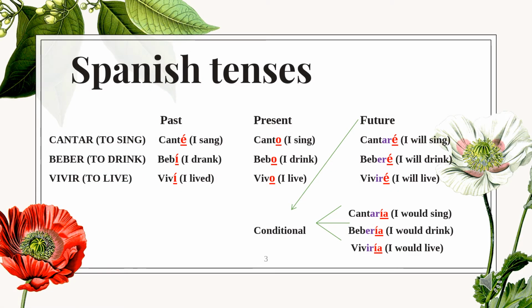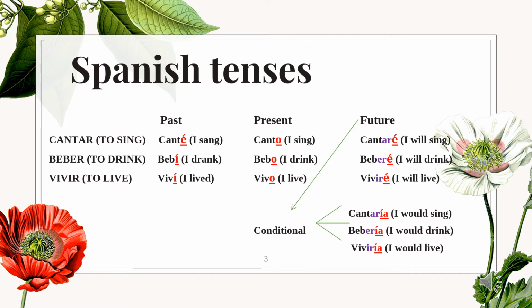Spanish tenses. So we're going to be using cantar as a model verb for group 1, beber for group 2 and vivir for group 3. What I want you to have a look at on this table is in the middle we've got present. As you can see, I sing is canto. Canto has the same beginning as the verb cantar but a different ending. So in general, to form the present tense, we get rid of the AR and add endings.